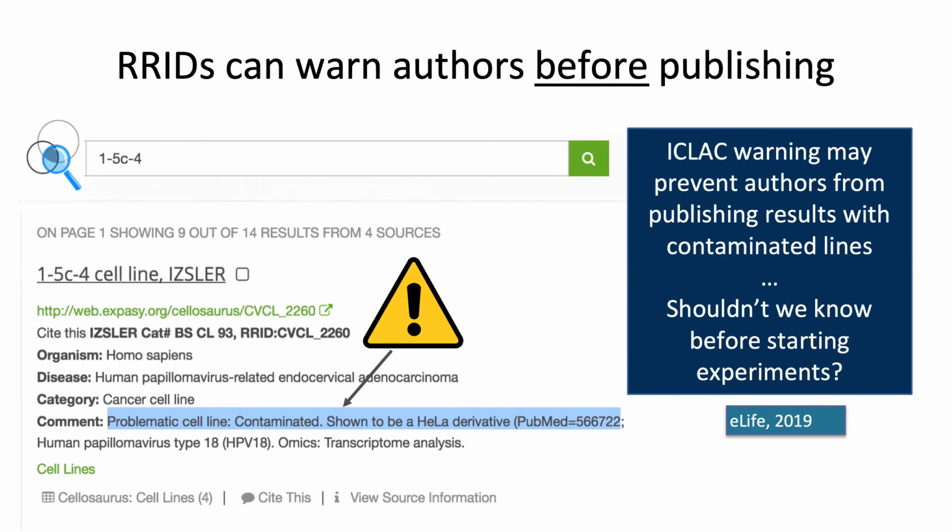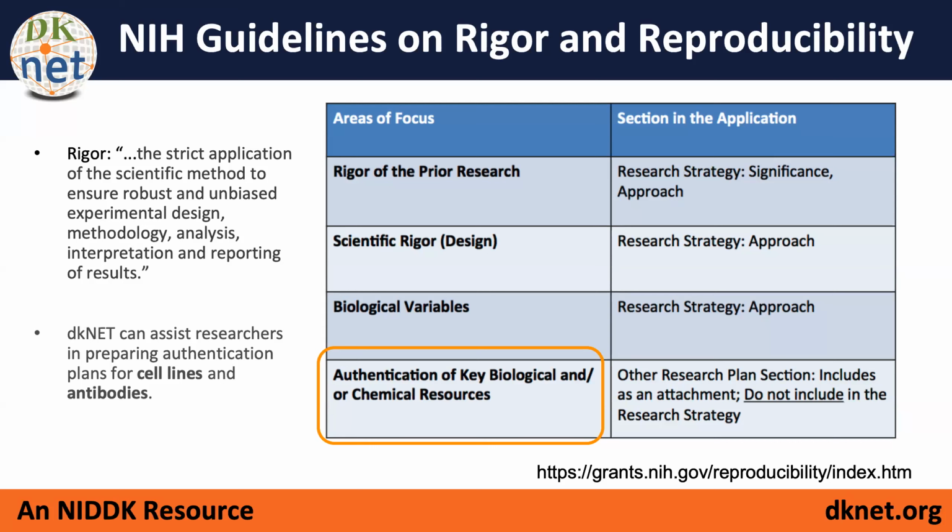So what we want to be able to do is enable RIDs to warn authors before publishing, right? And so again, within our system, whenever you're doing searches on resources, whenever we have information on problematic cell lines, we're showing that information to you as a researcher as soon as you start exploring these resources.